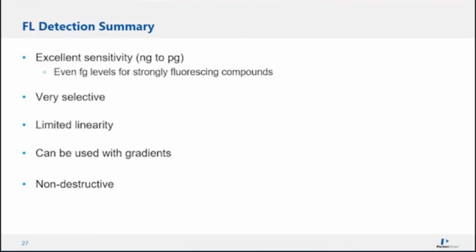To summarize, fluorescence detection provides excellent sensitivity for those compounds that do fluoresce, and great selectivity by adjusting the excitation and emission wavelengths. It affords the use of gradients and is not destructive to the sample.